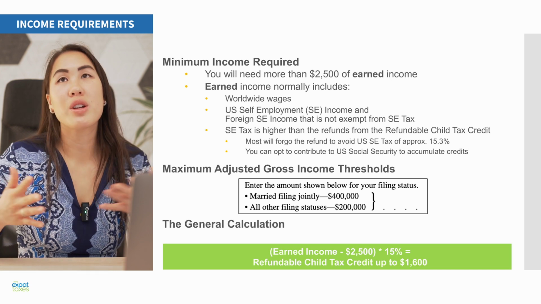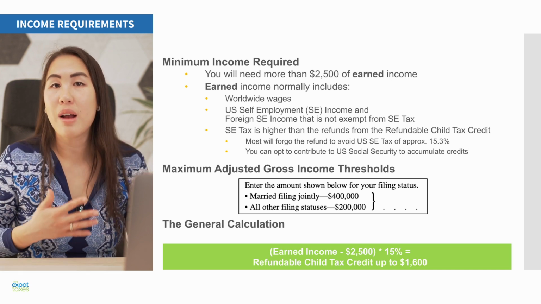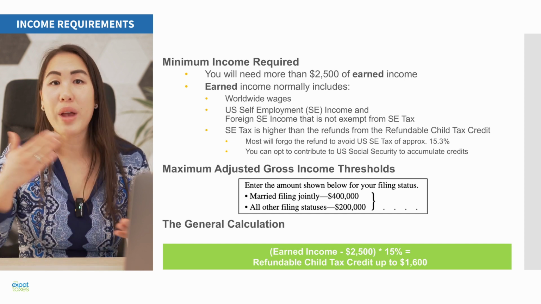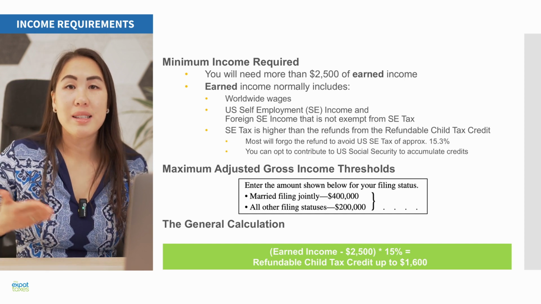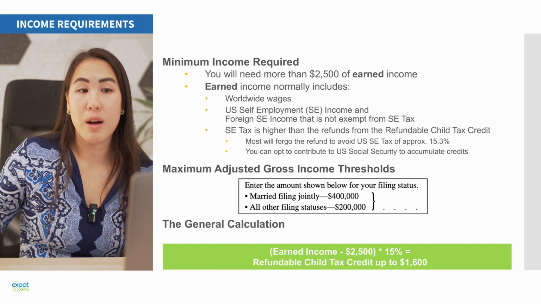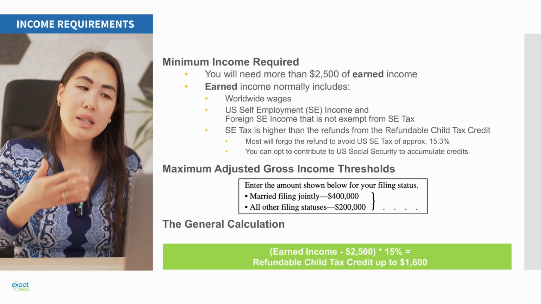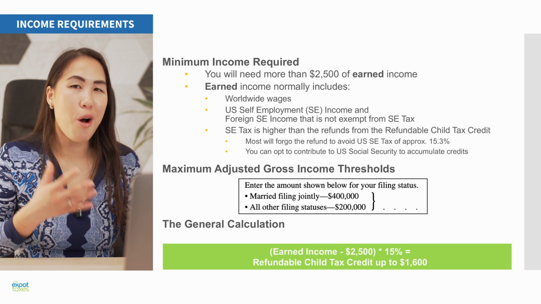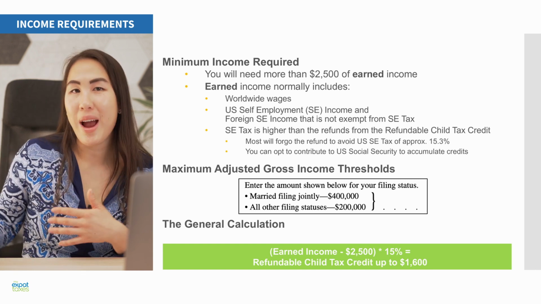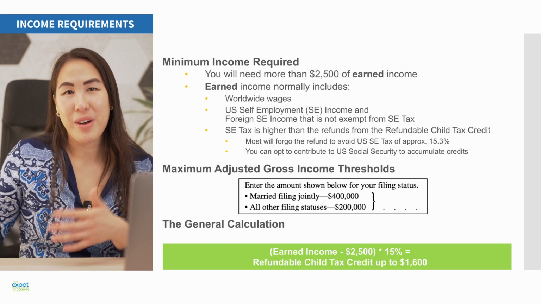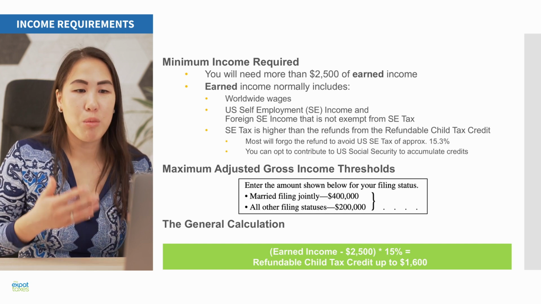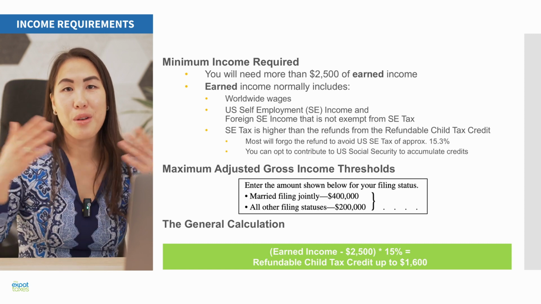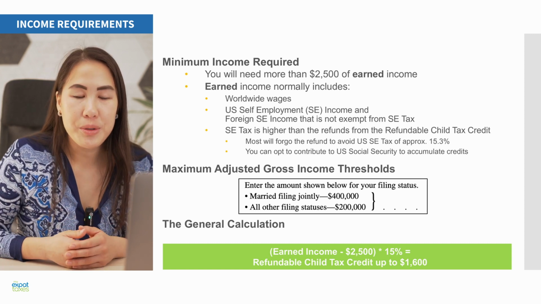So if you look at the instructions on what earned income is and how to calculate earned income for the purposes of the child tax credit, it says you cannot include any self-employment income that is not subject to self-employment tax. And keeping in mind, it's usually more optimized to not pay self-employment tax rather than try to grab the refundable child tax credit, just because self-employment tax is normally higher.